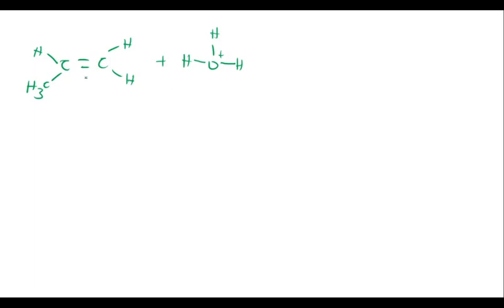Okay, so in this example we can see that this carbon bearing the double bond over here, this particular one, has one alkyl group attached and then one hydrogen. This other carbon has two hydrogens, which means this carbon is the most substituted carbon in this example. So it means the OH has to be attached to this most substituted carbon.